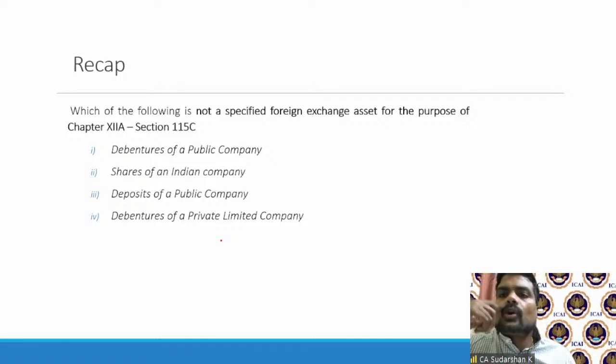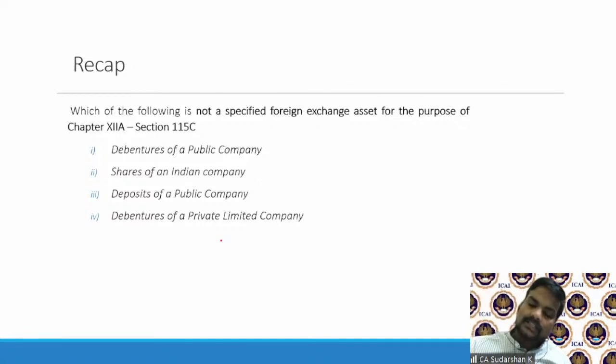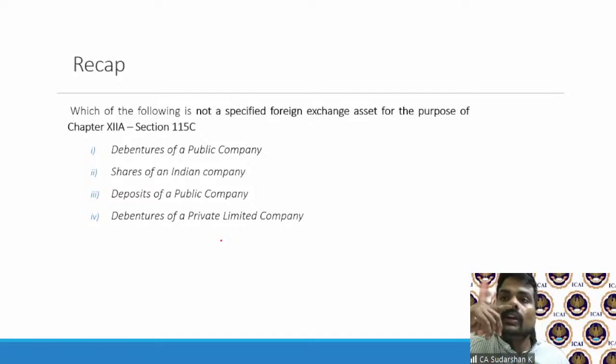Which of the following is not a specified foreign exchange asset for the purpose of Chapter 12A, more specifically Section 115C? If you recollect, I did mention as part of non-resident taxation that the government has a special concessional regime for non-resident Indians who are basically citizens of India or persons of Indian origin. So they are governed under Chapter 12A and 115C.